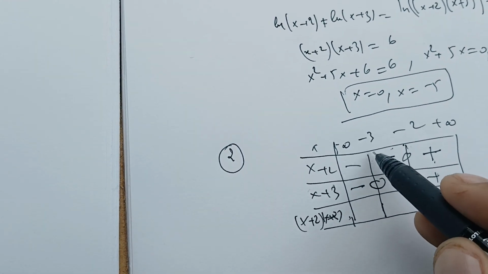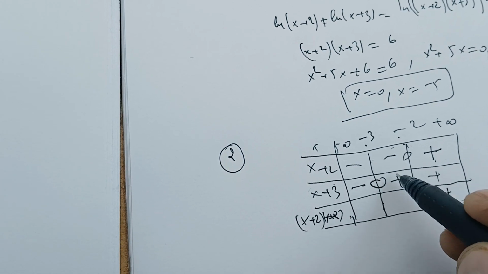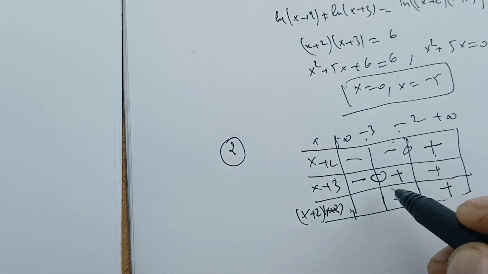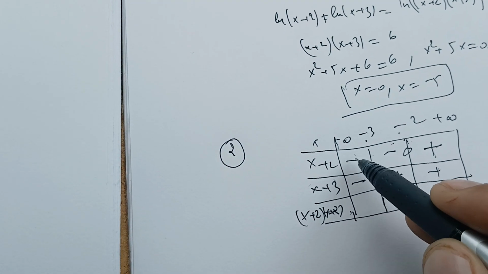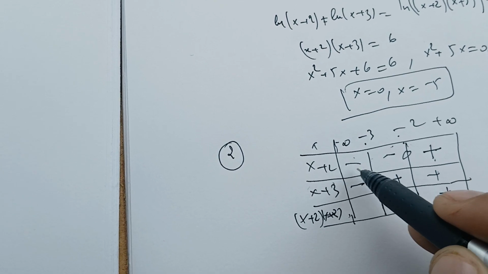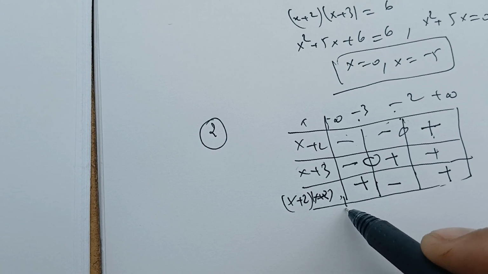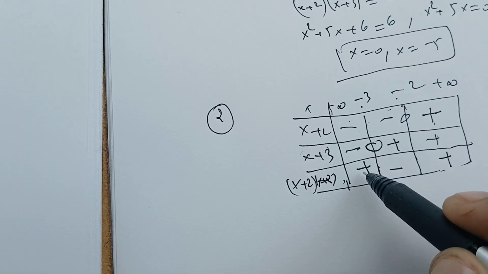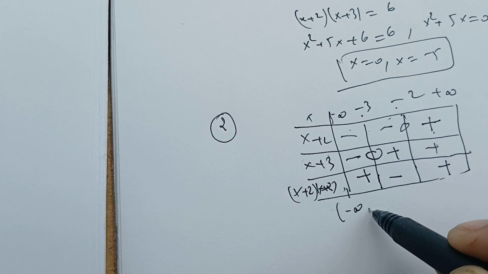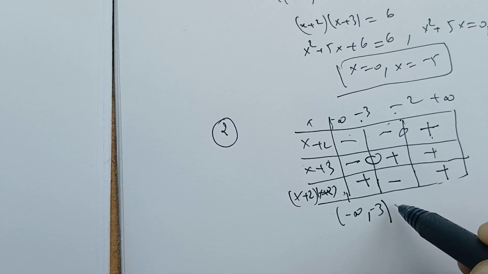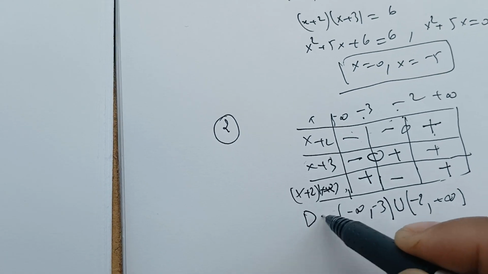On the interval minus 3 to minus 2, one is negative, one is positive, so the product is negative. On the interval minus infinity to minus 3, both of them are negative, so when we do the product, we get positive. From here, we read the positive sign. We come in from minus infinity and we hit minus 3. That's it. And we go from minus 2 to plus infinity. So this is the domain.